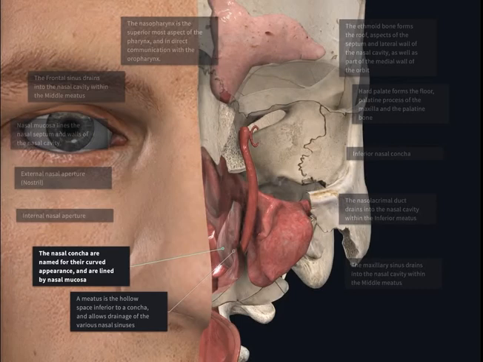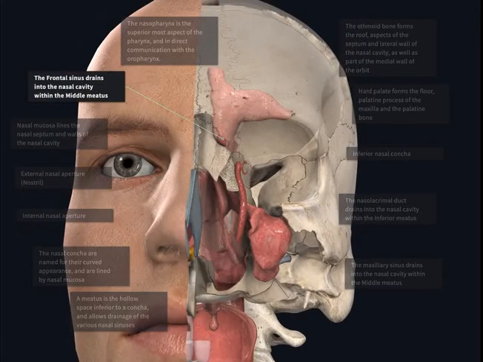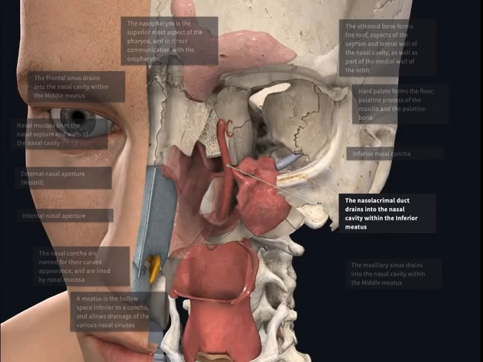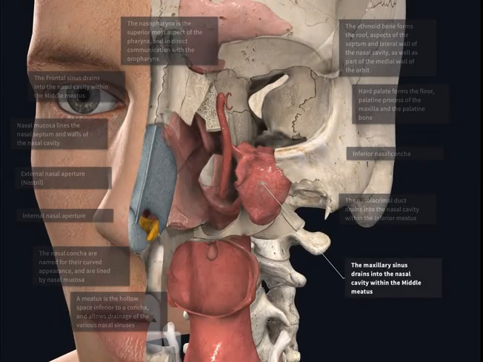For example, we are going to have the frontal sinus drain from a superior perspective in our forehead down into the middle meatus. We're also going to have the nasolacrimal duct from our eye, which drains our tears below the inferior meatus. And lastly, we can see the large maxillary sinus would be in open communication with the middle meatus as well.